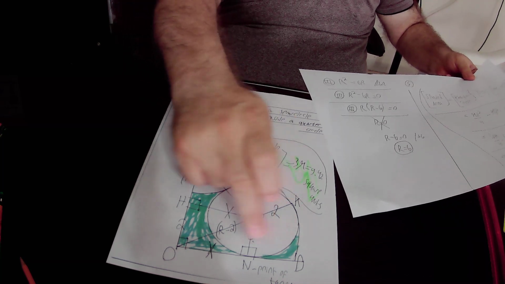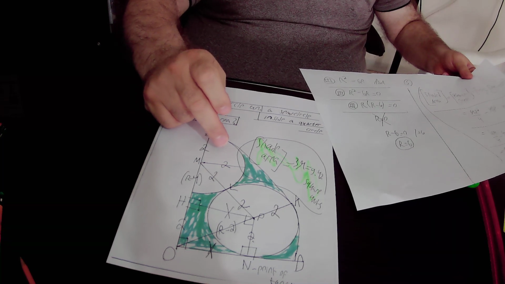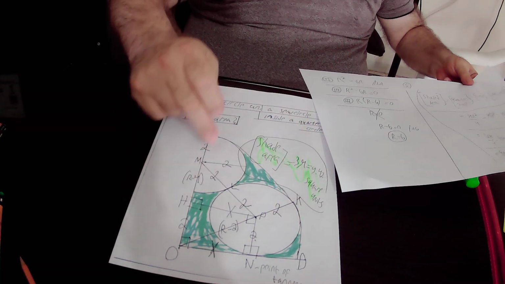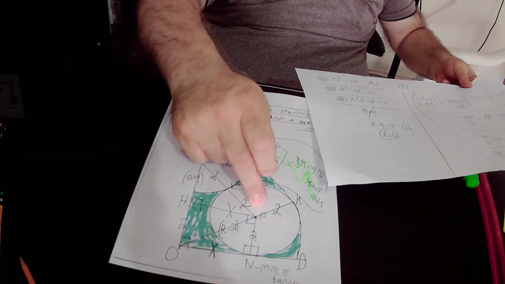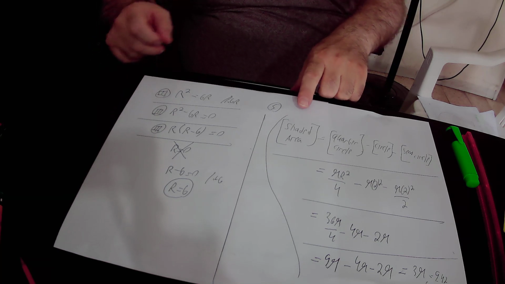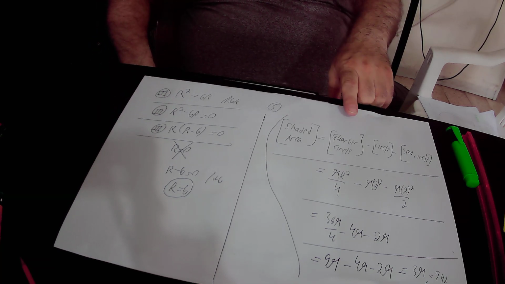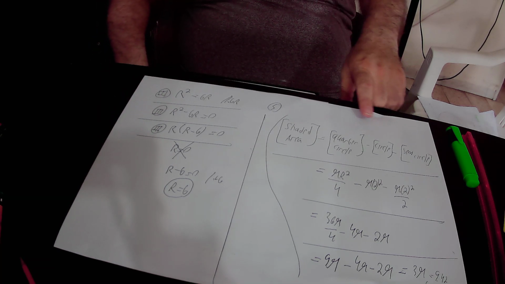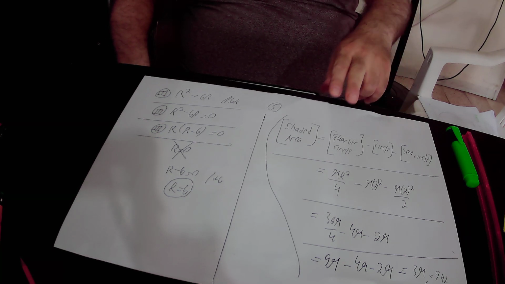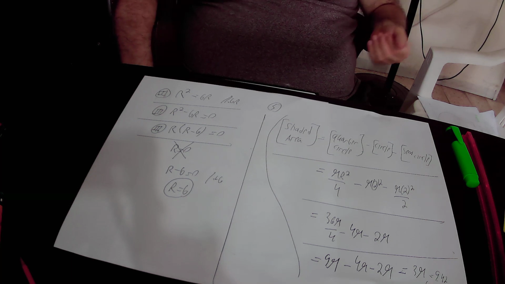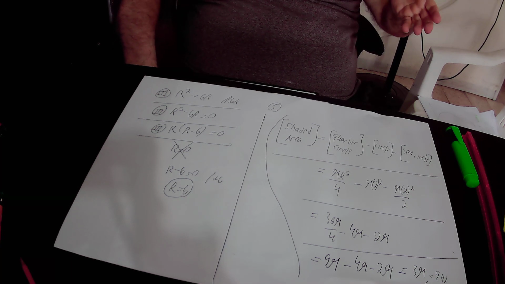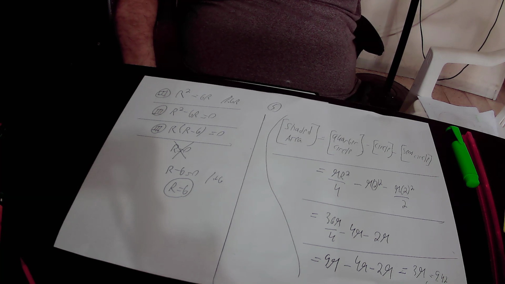The area of the shaded shape, or the shaded area, will be equal to the area of the quarter circle minus the area of the circle minus the area of the semicircle. I repeat again, the value of the shaded area equals the area of the quarter circle minus the area of the circle minus the area of the semicircle. The area of the quarter circle equals pi r squared over 4. That is the area of any quarter circle.